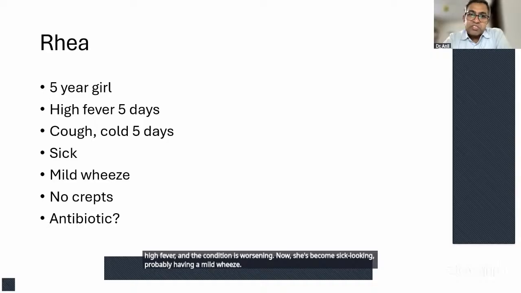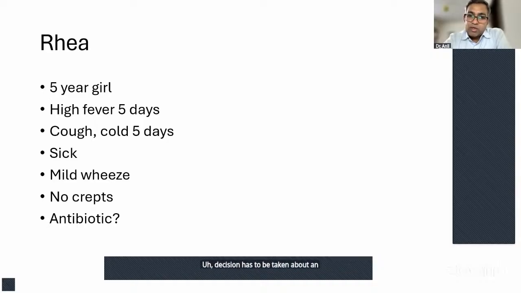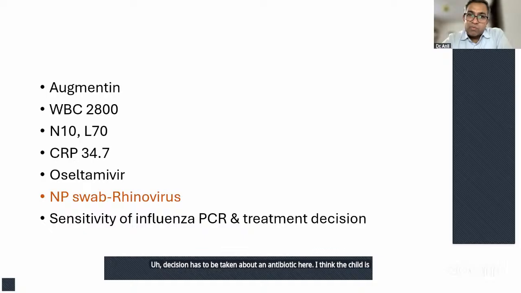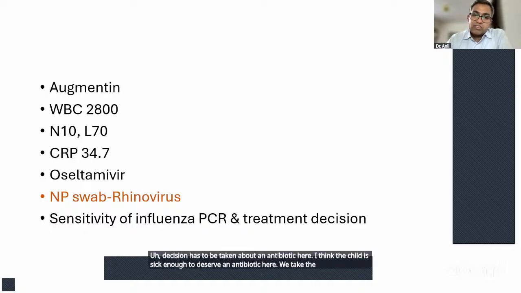A decision has to be taken about an antibiotic here. I think the child is sick enough to deserve an antibiotic. We take the appropriate cultures. Yesterday only we attended the National Conference on Infectious Diseases. The message is always: take cultures before you start antibiotics.